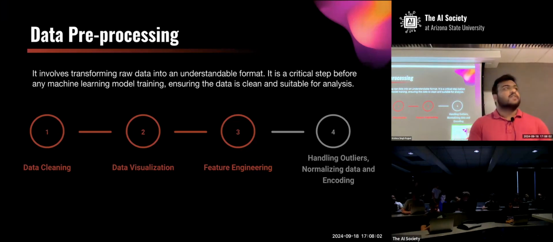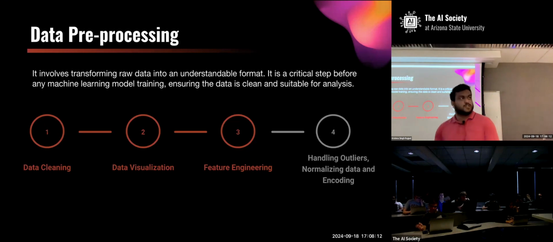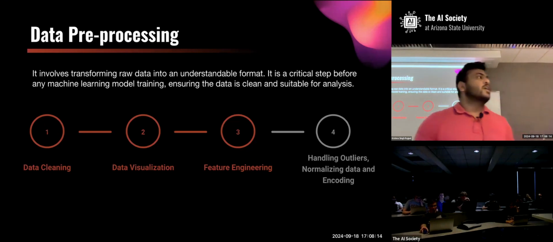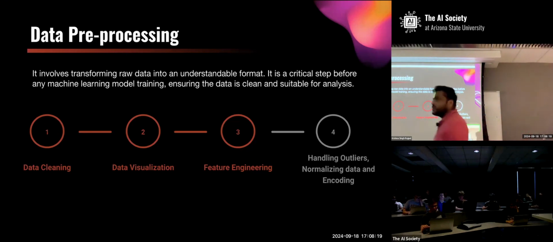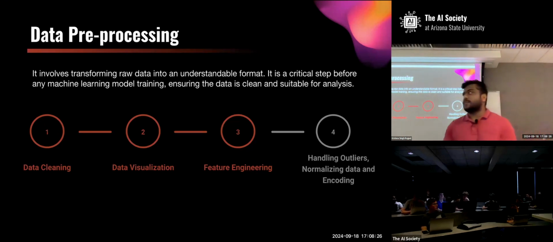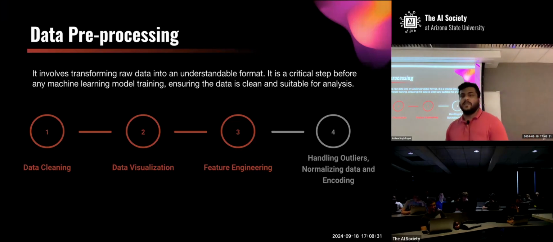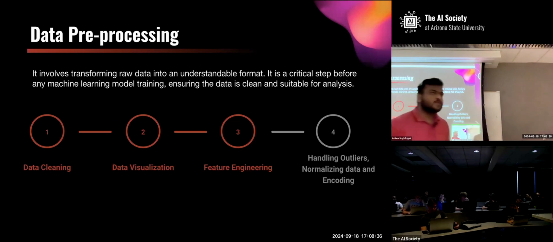So the first thing we need for any machine learning model is data. But data can be messy. Data might require lots of pre-processing and transformation because our machine learning models require a certain type and a certain format of data they can process. So for that, we need data pre-processing. And data pre-processing has certain sub-steps. First, data cleaning, then data visualization, feature engineering, handling missing values, normalizing, and transforming data.